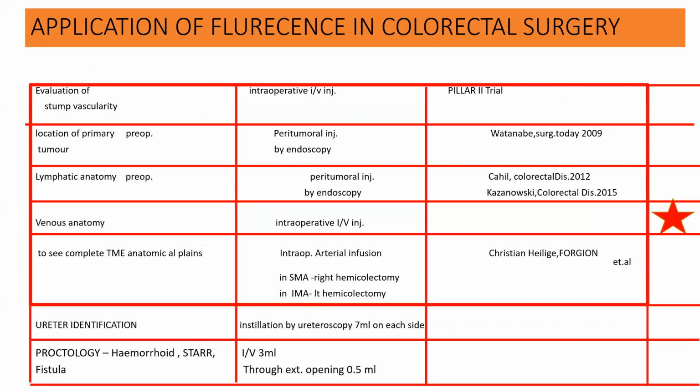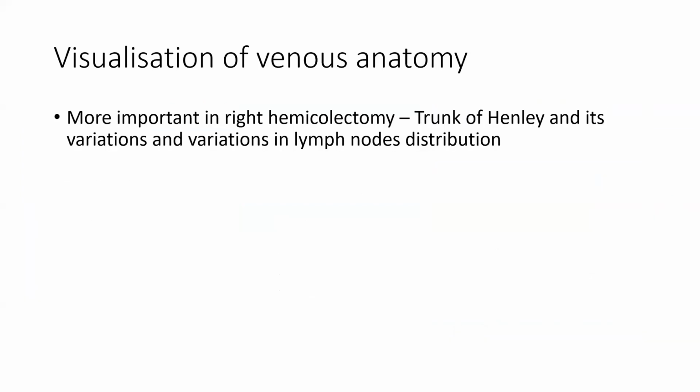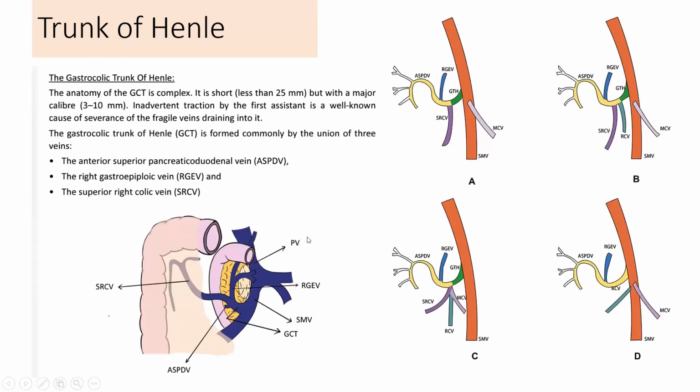So venous anatomy is also important in colorectal surgery. How that is important, we will see. Visualization of the venous anatomy matters because the lymph nodes are situated over the venous system. This is particularly important in right-sided hemicolectomy, because the trunk of Henle, everybody knows how important it is. We want to dissect only the superior right colic vein. We are not supposed to dissect the right gastroepiploic vein or the superior pancreaticoduodenal vein. All 3 veins combine to form the trunk of Henle.